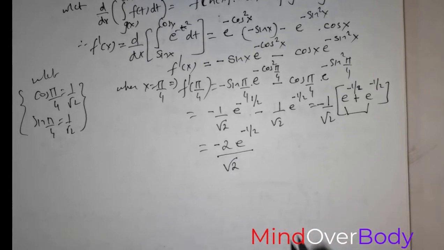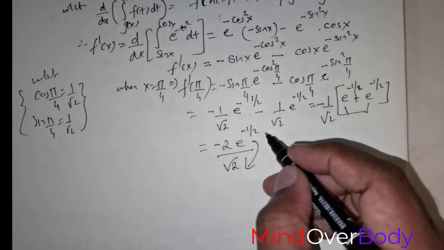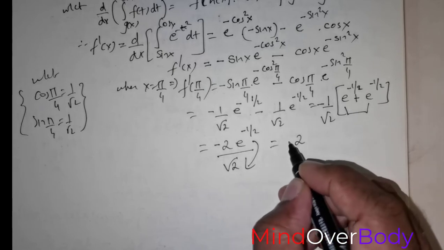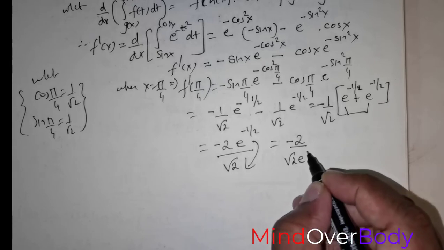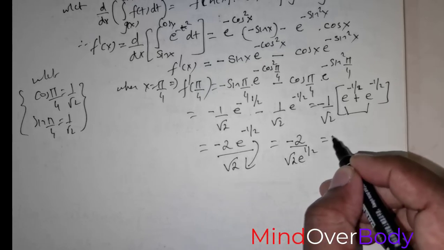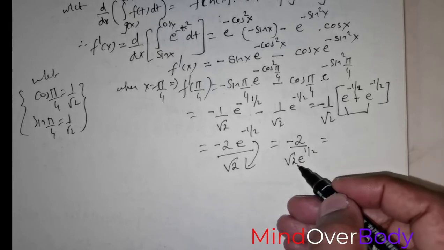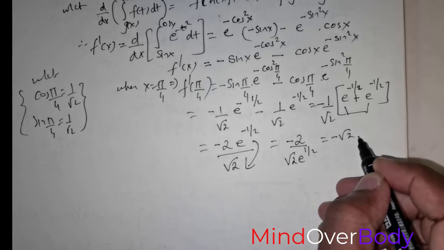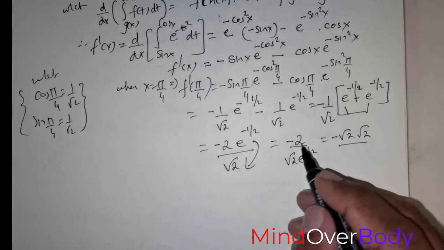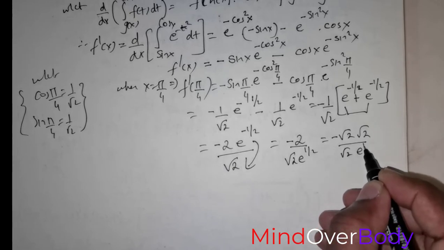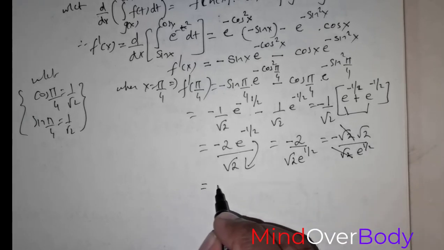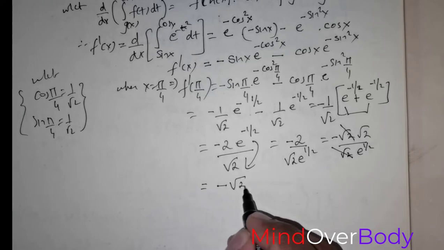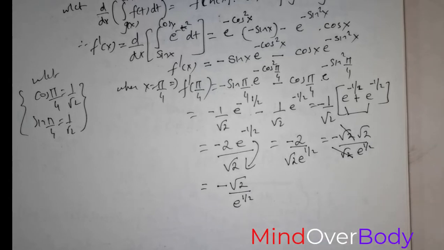Now if you want, you can push this to the denominator. That would mean I get negative 2 over root of 2 times e raised to the power of 1 over 2. Again, depending upon the choices, they might give this as a choice, or they might go one step forward and give this as a choice, right? So you got root 2 times e raised to the power of 1 over 2, and root 2 and root 2 can be cancelled, giving you negative root of 2 divided by e raised to the power of 1 over 2. So this is what we have got.